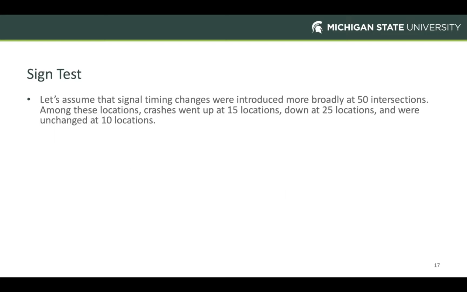So we'll follow up with one quick example here as well. We'll continue on the preceding example, but it's difficult for me to fit data for 50 intersections in a clear to read table or slide, so I'm just providing the description here in words. So let's assume we had introduced signal timing changes at 50 intersections, and among these 50, crashes were found to go up at 15 locations, down at 25 locations. So we don't see as consistent of improvements as we had in that 10 intersection sample. And crashes were unchanged at 10 locations.